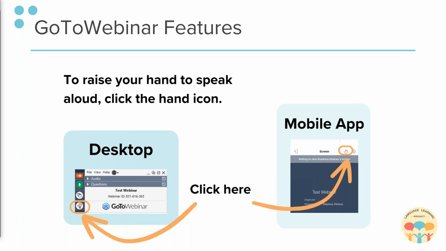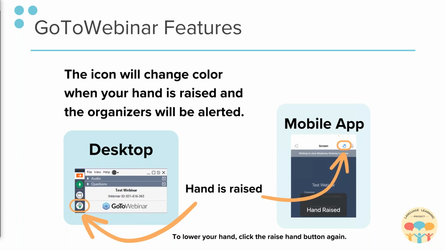So as you can see here, your hand is going to look like a little red arrow if you're on your desktop, and if you're on your mobile app, you're going to see a gray one. And once your hand is raised, these colors are going to change to green and blue. So once the colors change, this is your indicator that we know that your hand is raised, and we will get to you very briefly. If for any reason you raised your hand by mistake or your question had been answered before you were able to ask it from us, you can just click the same button again and your hand will be lowered.